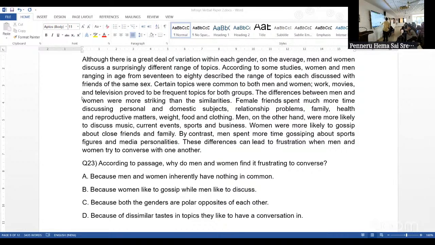According to the passage, why do men and women find it frustrating to converse? Read the passage. Because of dissimilar taste. If you look here, by contrast, men spend more time gossiping about sports figures and media personalities, while women like to gossip about close friends and family. So that is the reason, the difference.